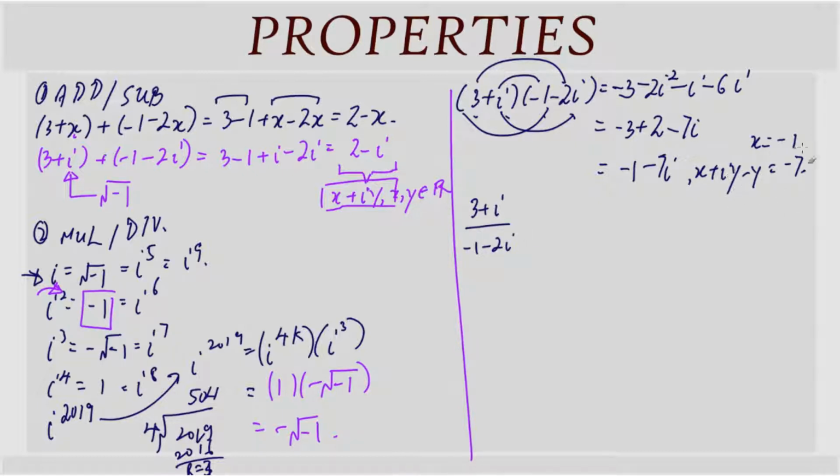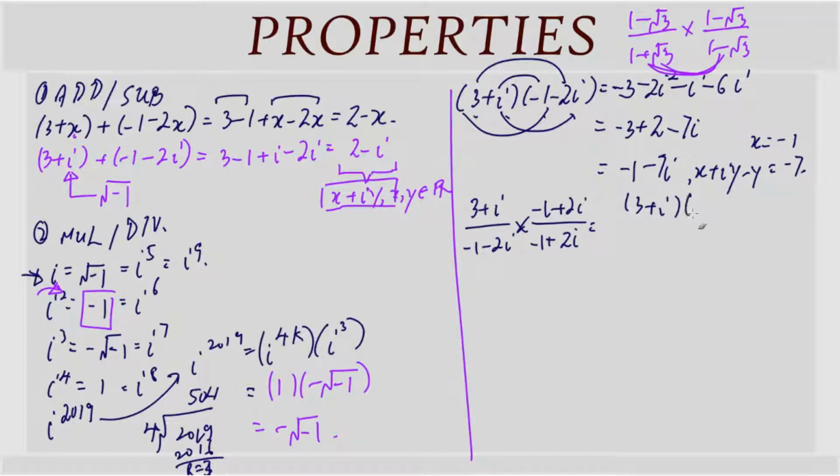Now how are you going to change it to the form of x plus iy? Remember that for surds, let's say we have 1 minus root 3 over 1 plus root 3. To change the denominator to something rational, we need to multiply it by 1 minus root 3 over 1 minus root 3. In fact, all we need to do is to swap the sign of these two terms. And for this case, it's exactly the same thing. You need to multiply it by something called its conjugate, which means it has the same real component but the imaginary component in the opposite direction. And you realize that magically the denominator becomes a real number.